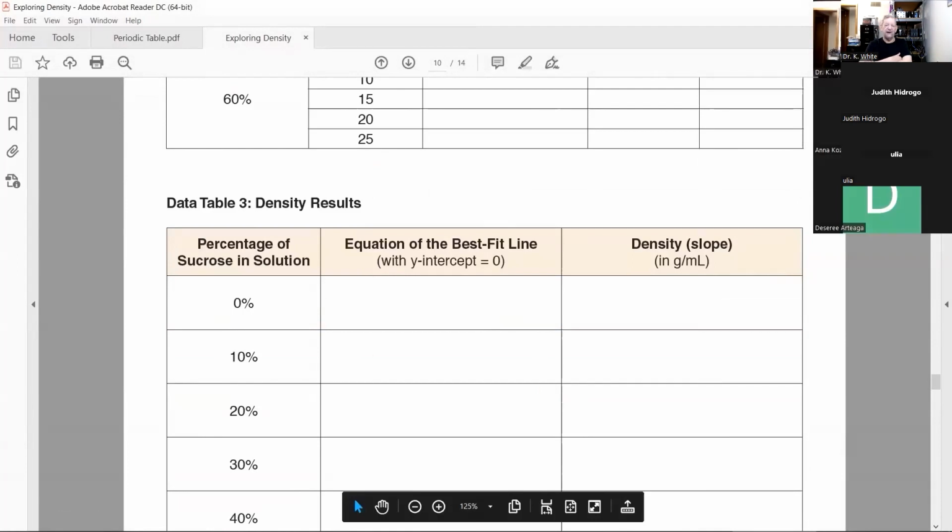Took me a while to open up the file. I don't know why, but it did. Can we maybe draw this on the paper? Hold on, let me find. All right, let me do this.